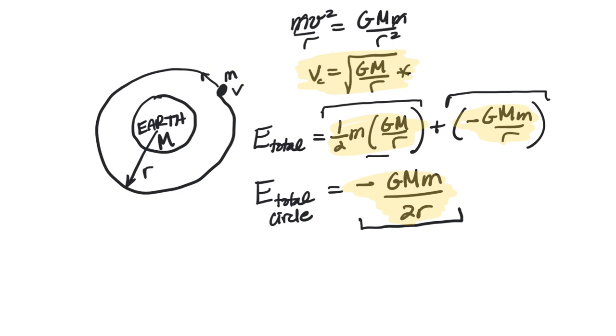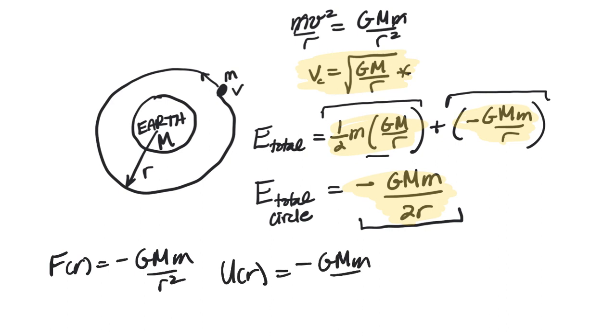So just a final summary. We have the gravitational force is negative GMm over r squared. U of r is negative GMm over r. And then we also know that E total in a circle, but only in a circle, is given by negative GMm over 2r.